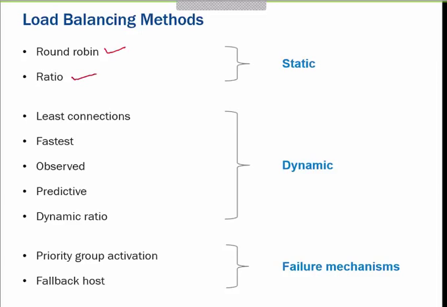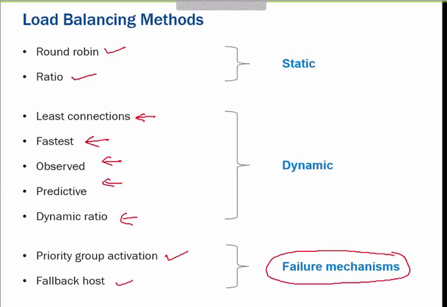In the dynamic load balancing methods, we talk about least connection, fastest, observed, predictive, and dynamic ratio. And in the failure mechanism, we talk about priority group activation and fallback host. These are the failure mechanisms. From the network's point of view, we call it redundancy. Suppose one of our groups fails, the traffic will go to the second one.